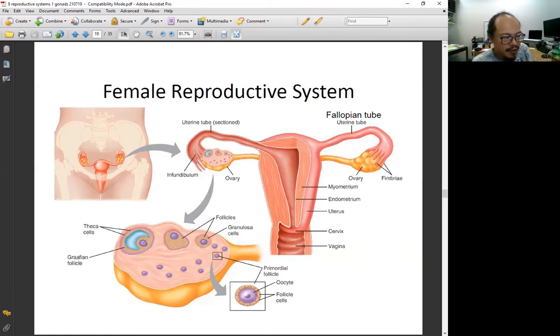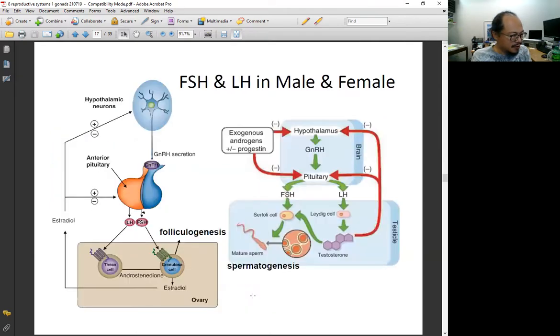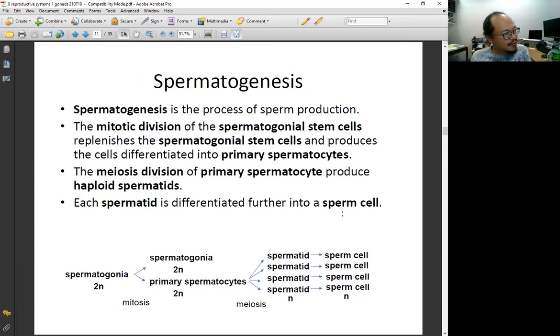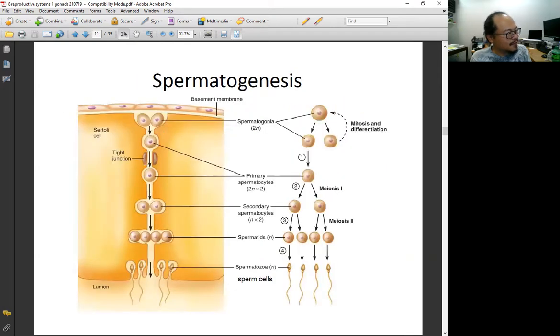In the female, it will be the follicle cells. It's not like sperm. The sperm spermatogonia are located in the basement right here, and they have to go through a tight junction between the Sertoli cells to become a mature sperm. So sperm has to kind of go through.